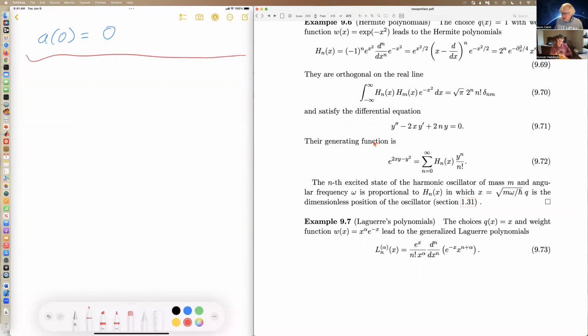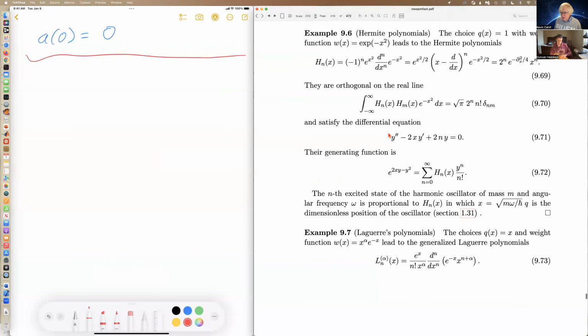The generating function, though, is quite different. It's e to the 2xy minus y squared. So that's quite a different generating function from the Legendre polynomials.